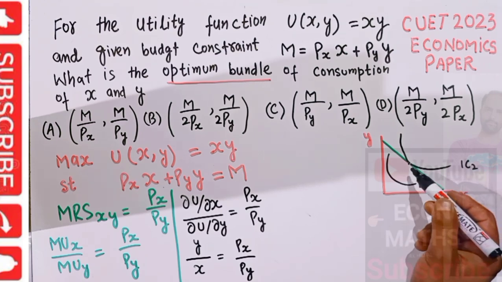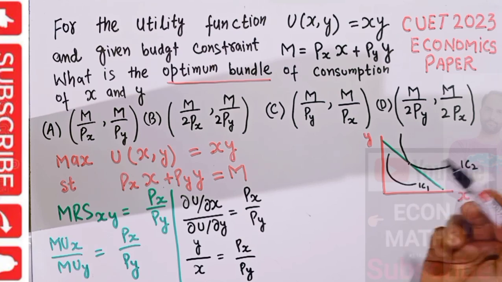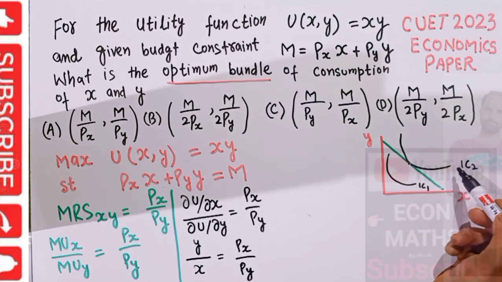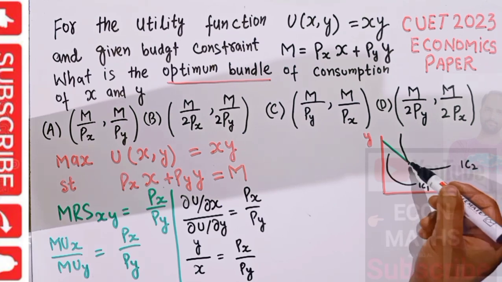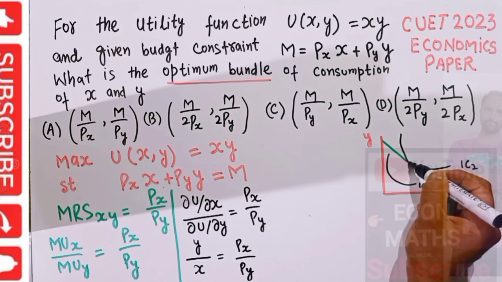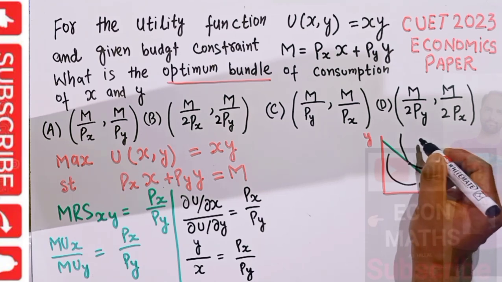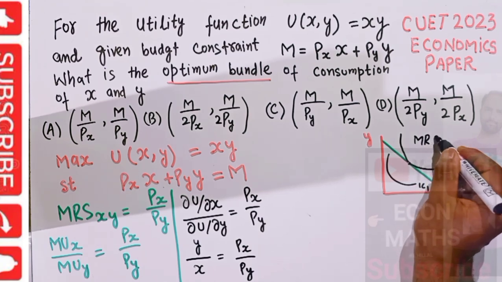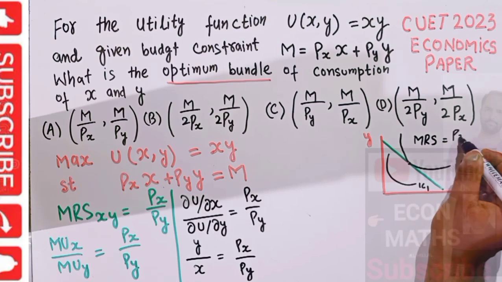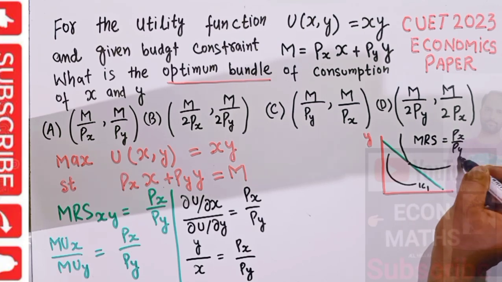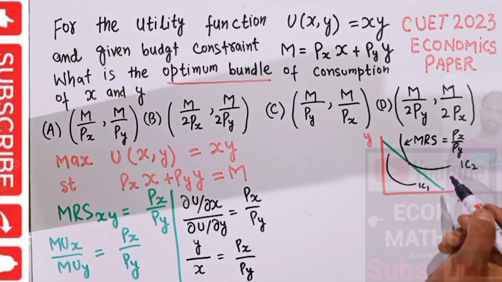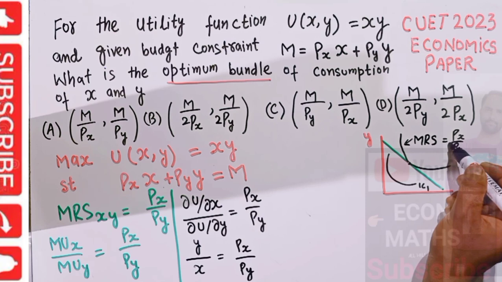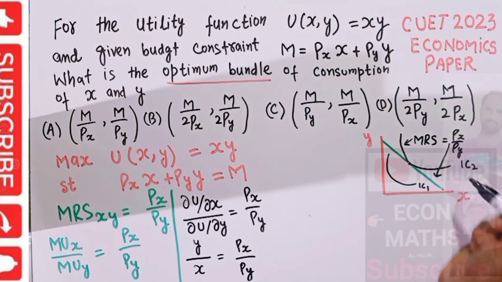Or we can say that when the slope of the IC and the slope of the budget line are the same and they are tangent to each other, the tangency condition is that MRS should be equal to the ratio of the prices, price of x upon price of y. MRS is simply the slope of the indifference curve, and the price ratio is the slope of the budget line.